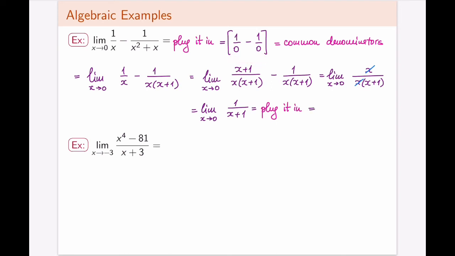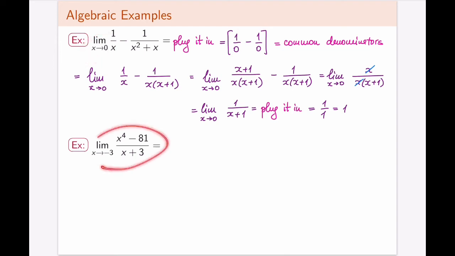And what do we have here? I plug in 0 for x. I'm going to get 1 over 1, which overall is 1. Okay, so the value of this limit is equal to 1, which really means that this infinity was just 1 bigger than this infinity for x approaching 0.